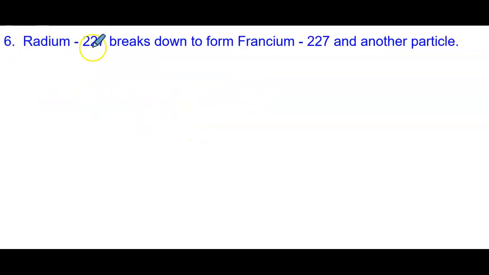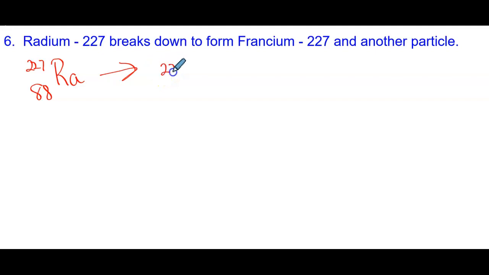Okay, we got radium 227. So we're going to take radium 227. We're going to look up radium, and we're going to see radium's atomic number. Okay, here we go. So we got Ra. I guess we'll switch colors. 227 and 88. It says breaks down, tells us to draw an arrow, of francium.